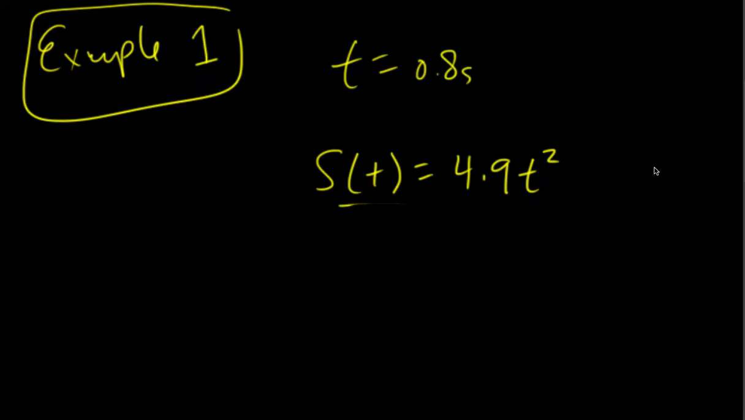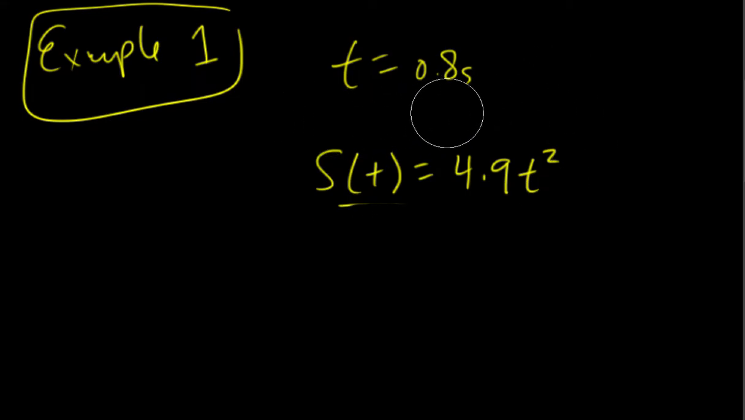Today we're going to talk about section 2.1, and we're given this problem. It says a stone released from a state of rest falls to the earth. Estimate the instantaneous velocity at t equals 0.8 seconds.